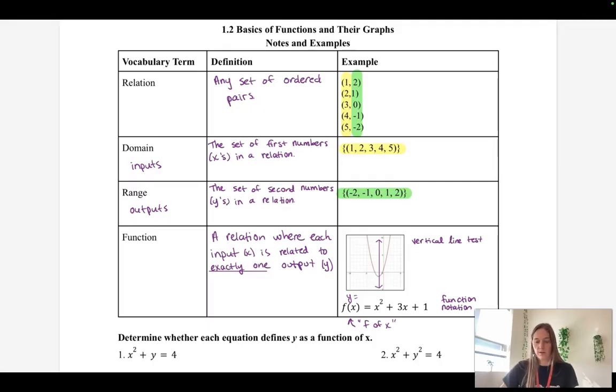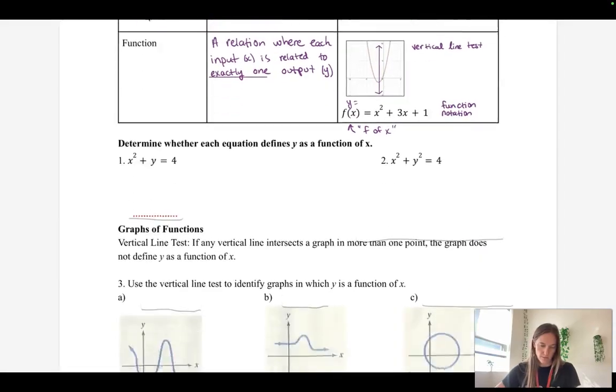So we can test graphically with the vertical line test. So when you do the vertical line test, you draw a vertical line on the graph and picture moving it left to right, and if it only crosses the graph at one point, it passes the vertical line test and it's a function. The other way is to solve a function for y and see if each input has exactly one output. So we're going to do that in the next two examples here.